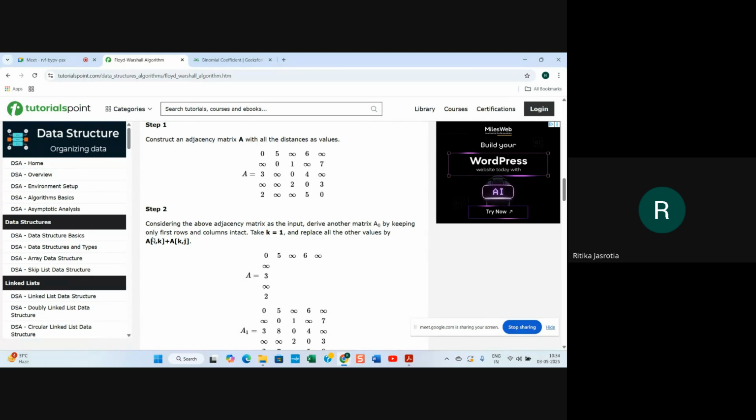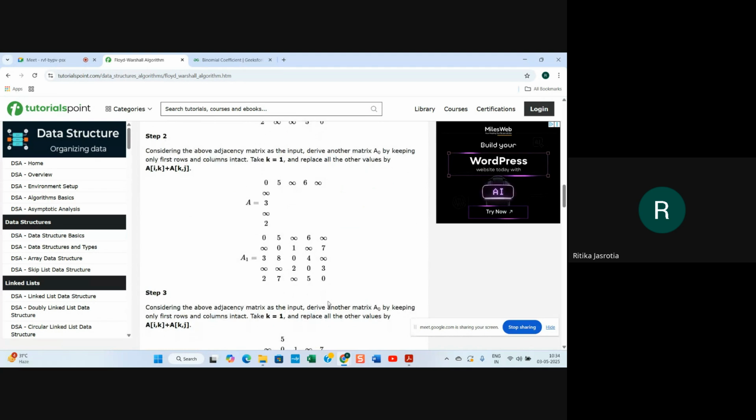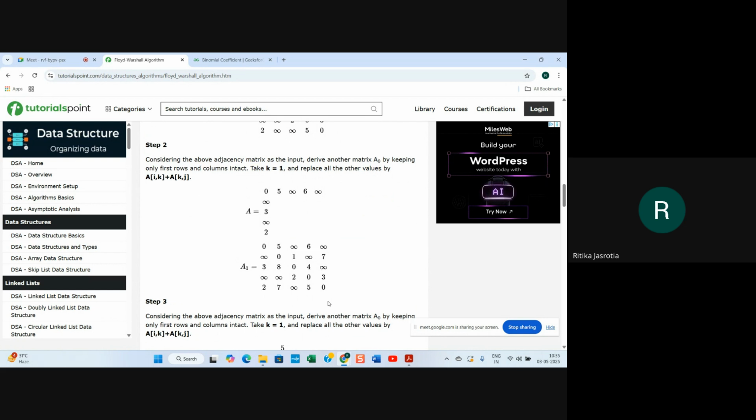And what will be here? 2 2. 2 2 is 2 1 plus 1 2. 2 1 is infinity plus 1 2 is 1. So infinity plus 1, which is the greater value?